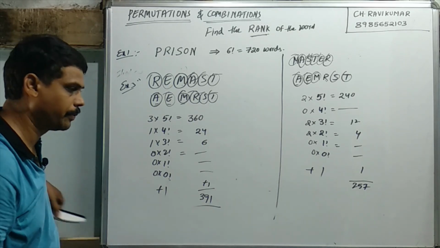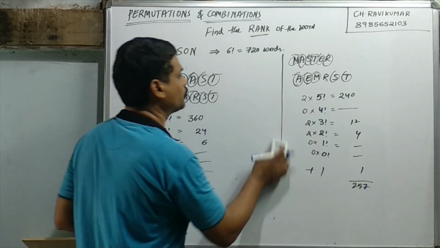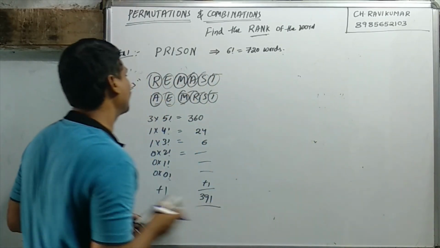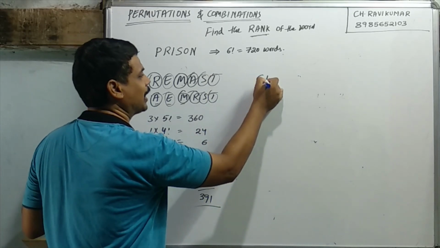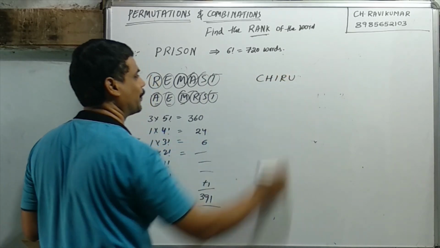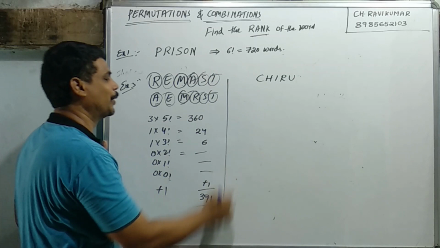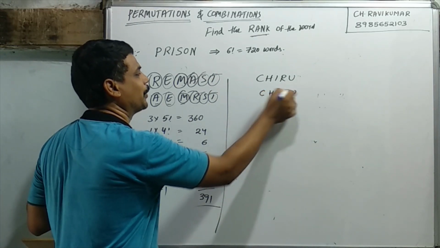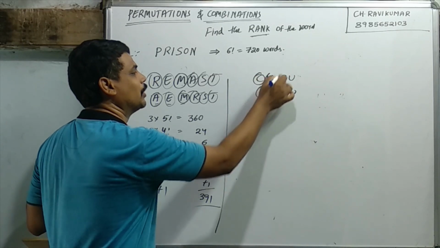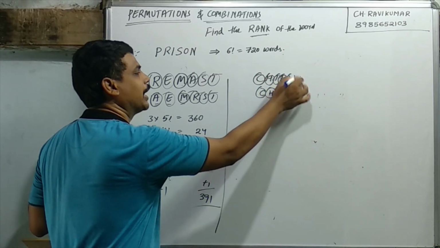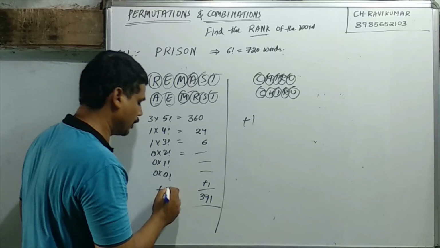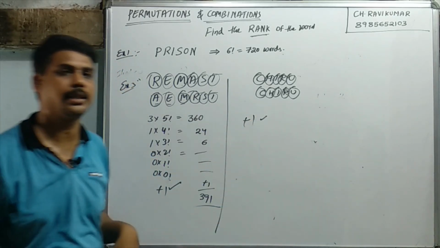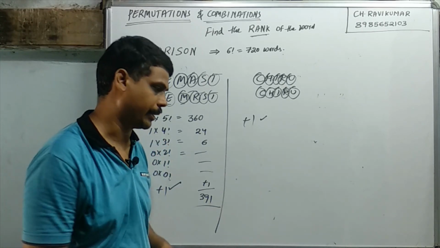And one more. What is the rank of CHIRU? I had to ask that one question. What is the rank of CHIRU? So, first of all, you have to take the order also. CHIRU will be there, there is nothing before any letter. So both are the same. All will be getting 0. But lastly, you have to take this one plus 1. So the rank is 1. The rank is 1. You have to take it.